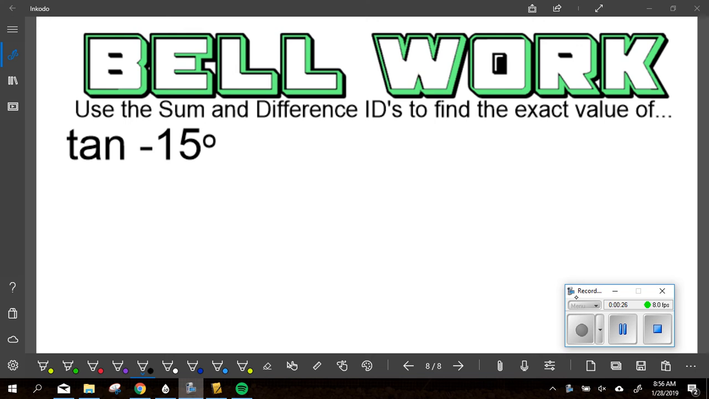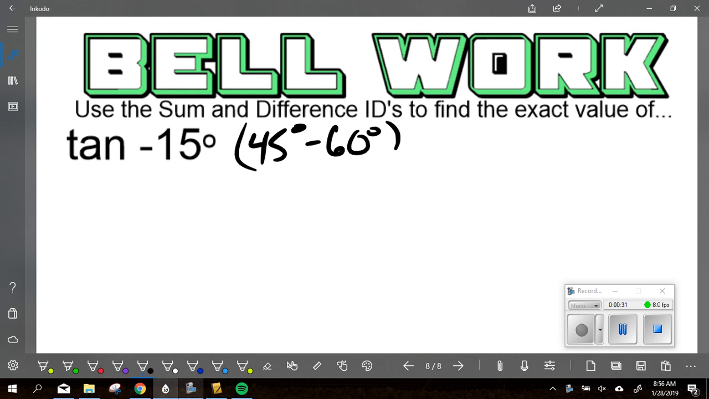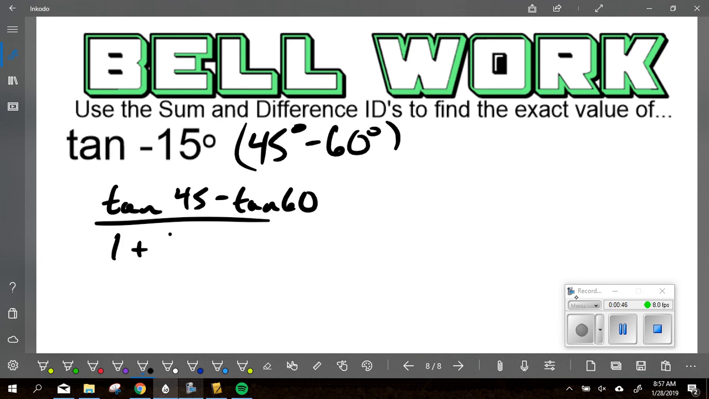45 and 60 seems to be the consensus answer here. 45 minus 60. Cool. That works. If it works, let's do that. It's tangent. It's subtraction. So we're using our sum and difference identities, and we're going to plug into the subtraction one. So our subtraction formula looks like this. Tangent of 45 minus tangent of 60, all over 1 plus tangent of 45, tangent of 60.